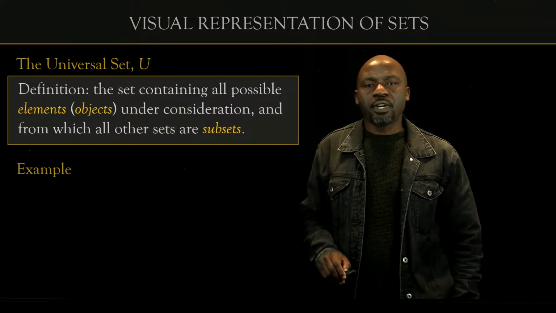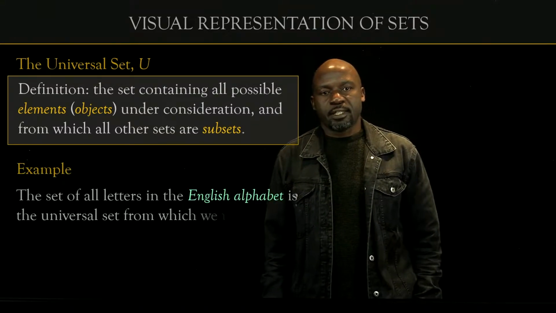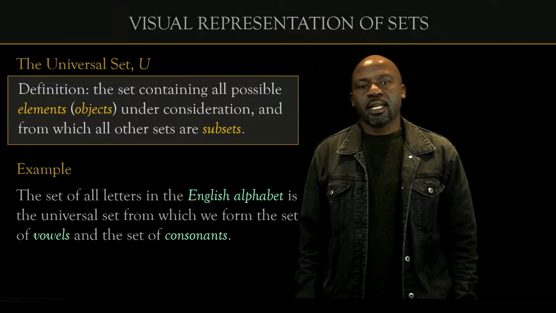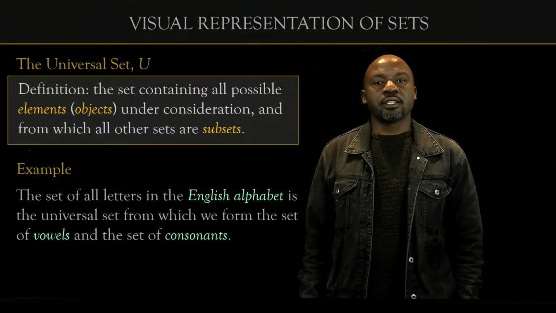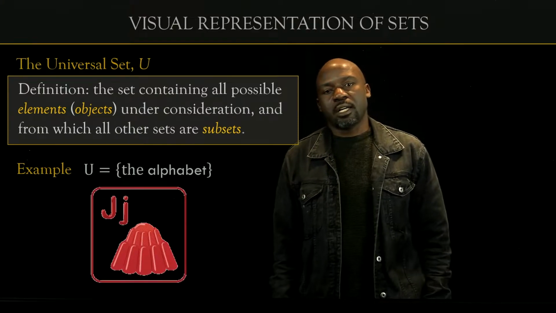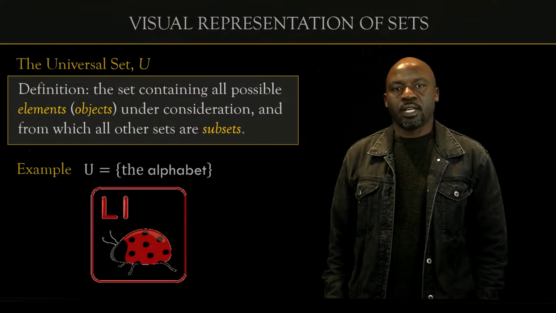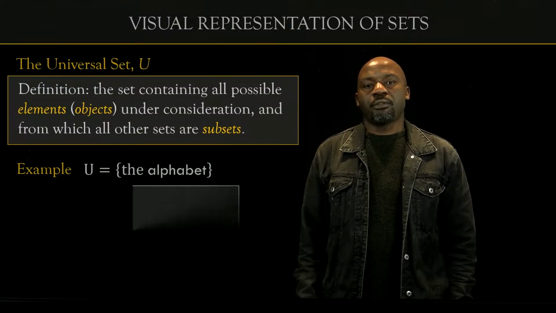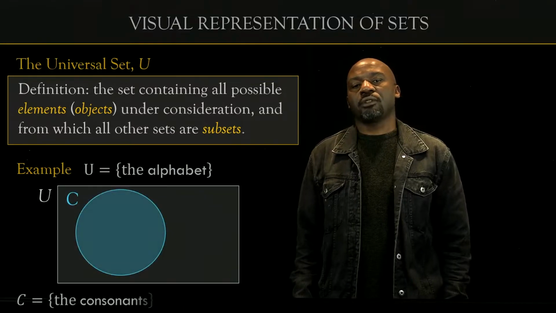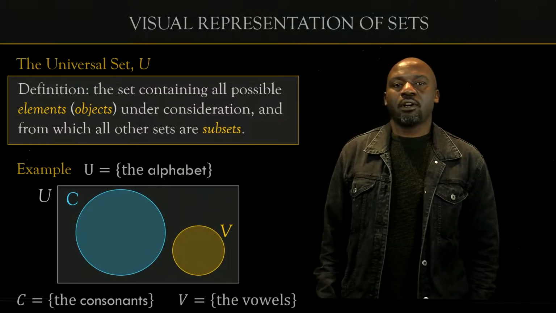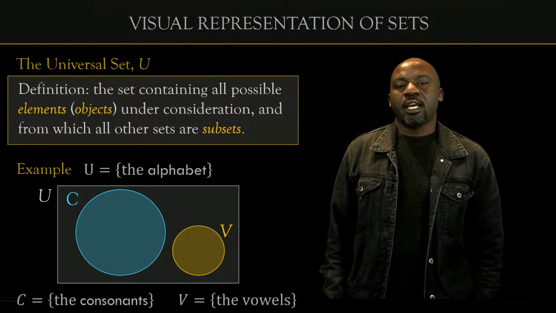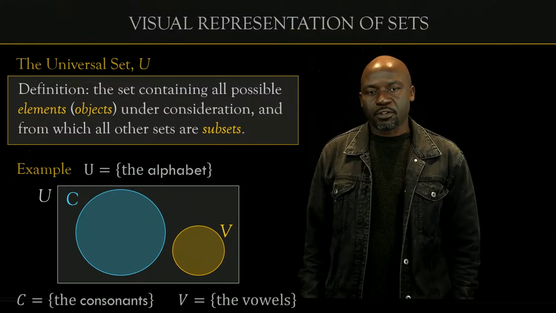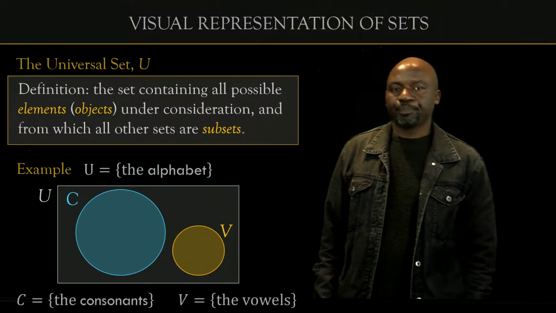For example, the set of all letters in the English alphabet is the universal set from where we get our vowels and also from where we take our consonants. Here are the letters in the English alphabet. There are 26 of them, and from these we can set a universal set U. So set U represents all the letters in the alphabet. Then set C, which will be inside the universal set, will be the set of consonants, and V will be the set of the vowels.